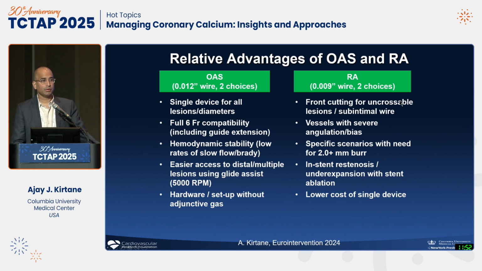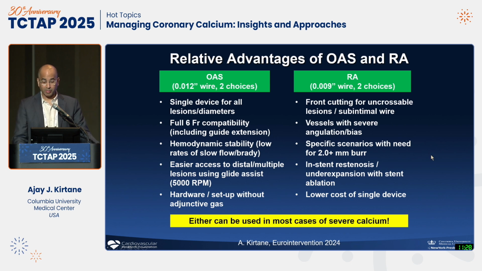And so for Rota, you can do front cutting. It's really important because it doesn't orbit, it doesn't circle, it just is more precise in a sense. And so if you're in the subintimal space or in a more angulated or tortuous lesion, it's going to be more precise. You can go up to 2 millimeters. We heard in a prior talk that you can't quite go that far with orbital. And then for specific indications, it's probably going to be safer, like rotablation of a stent or otherwise, and it's a lower cost of a single device. But I do want to emphasize that either could be used in most cases of severe calcification.